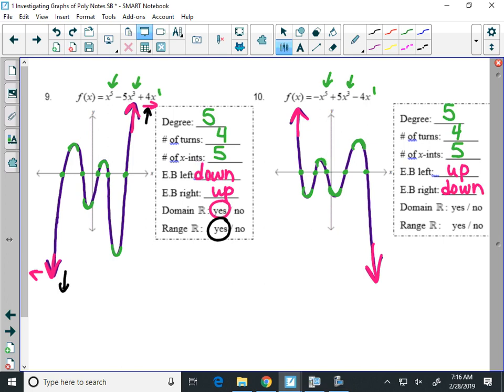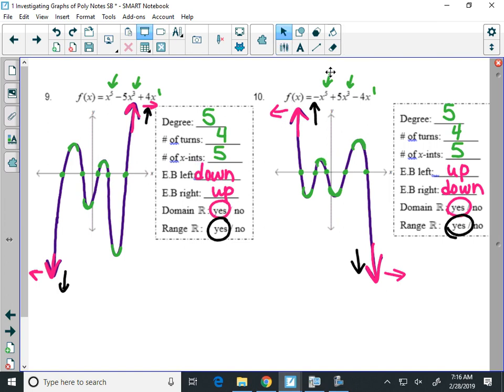And my domain, well, my arrow on the left is going out forever, and so is the arrow on the right. So my domain is all real numbers. And just like the last graph, I go up and I go down forever. So my range is also all real numbers.